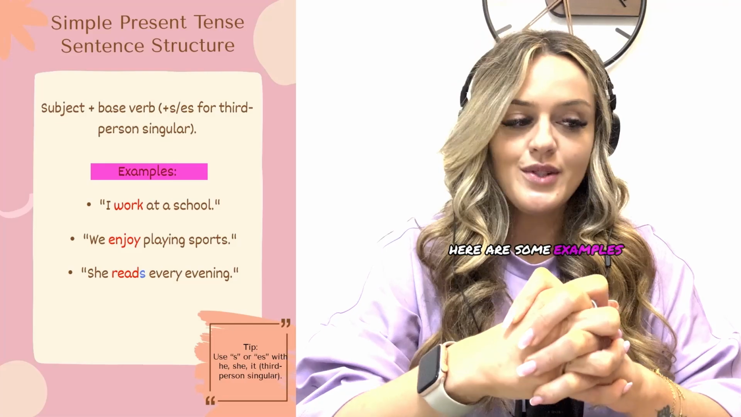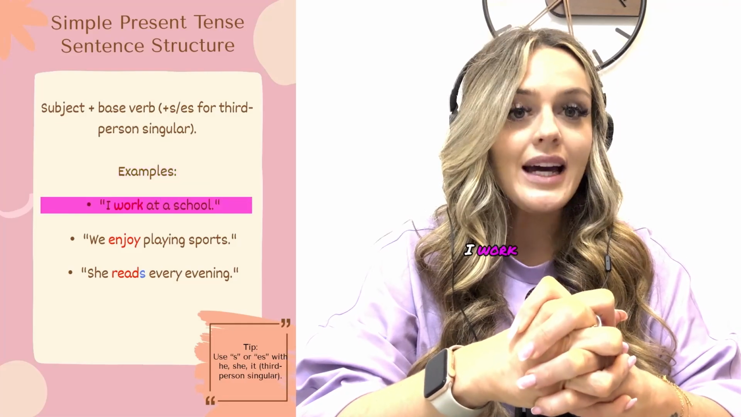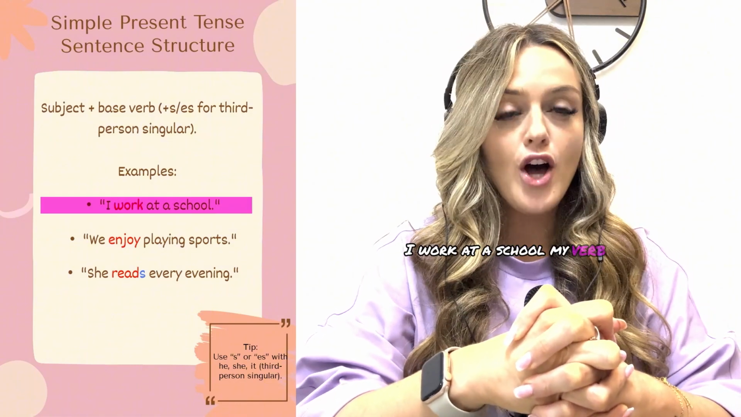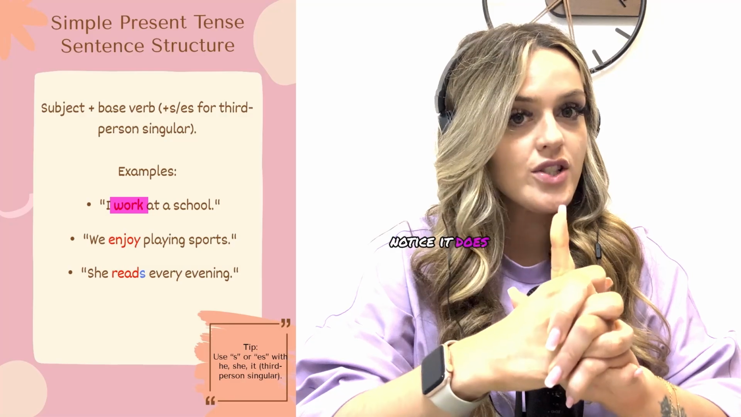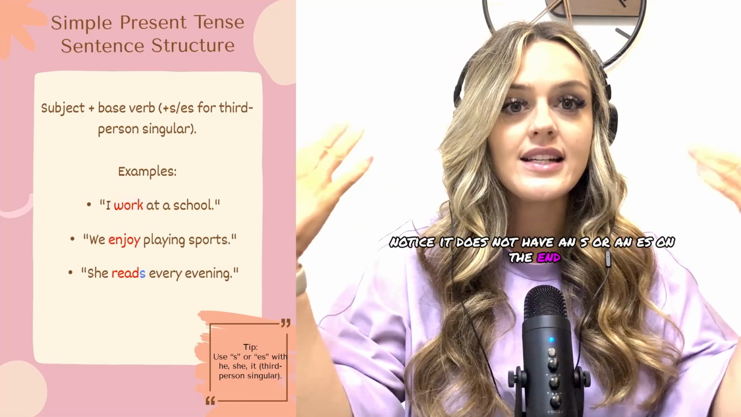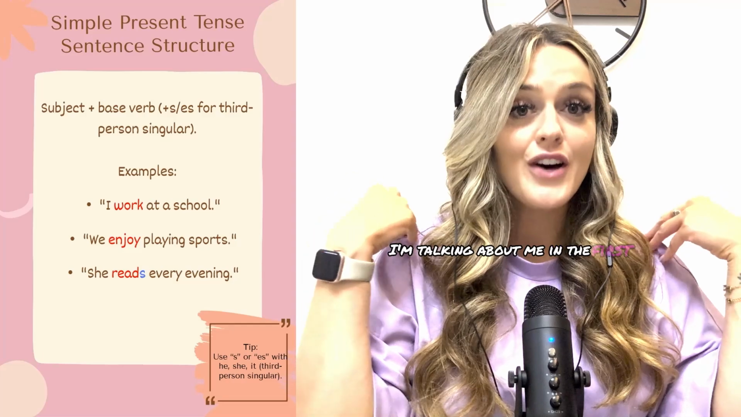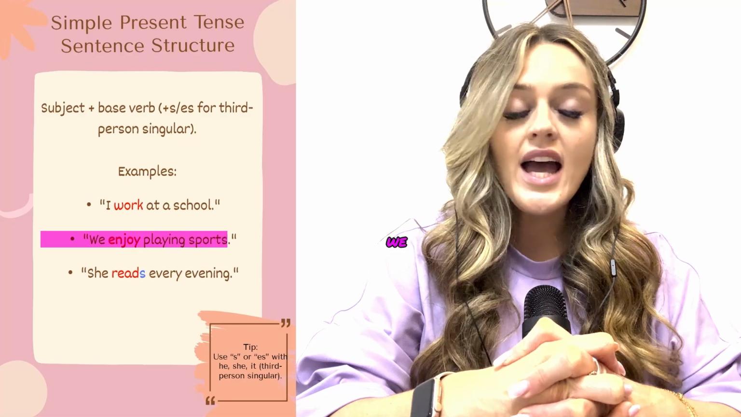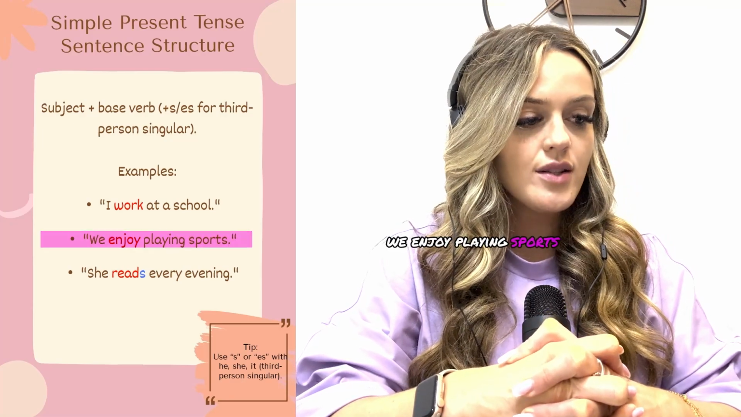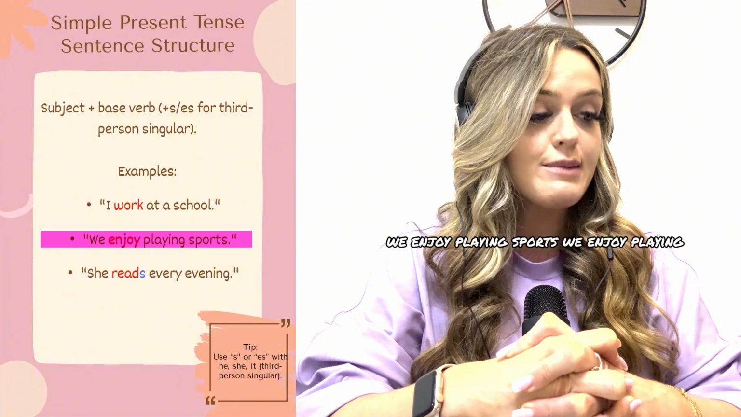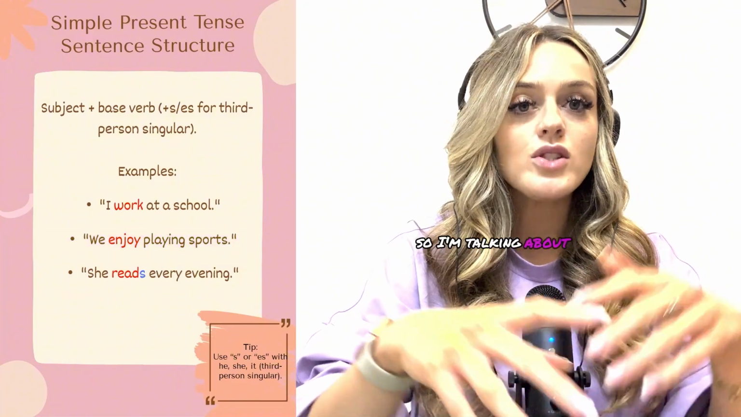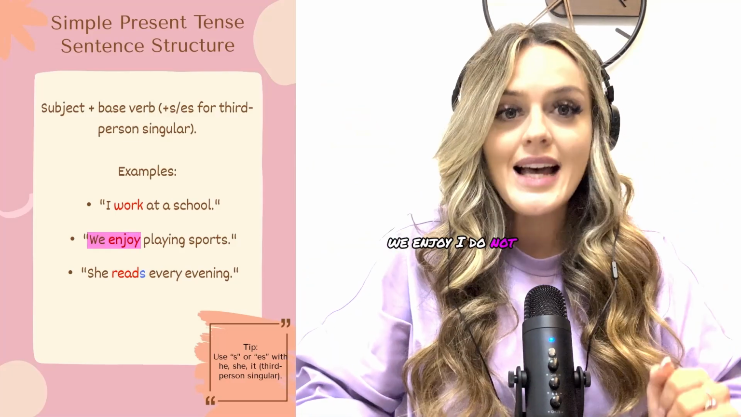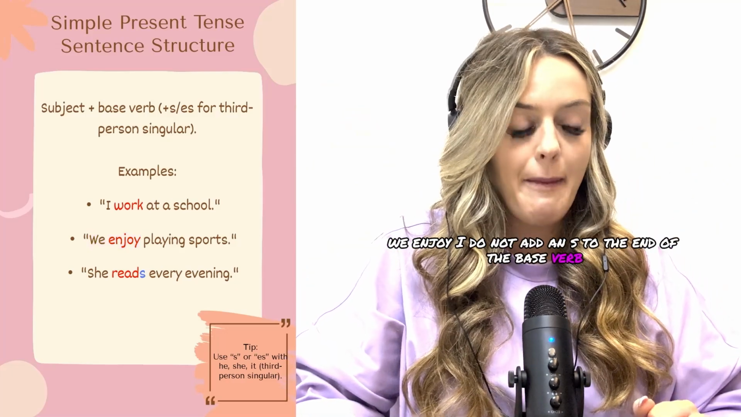Here are some examples. I work at a school. My verb is work. Notice it does not have an S or an ES on the end. I'm talking about me. In the first person, I work at a school. We enjoy playing sports. So I'm talking about myself and somebody else. We enjoy. I do not add an S to the end of the base verb.